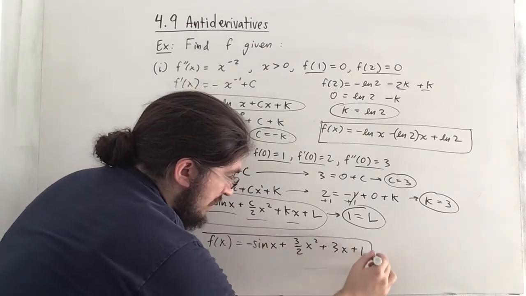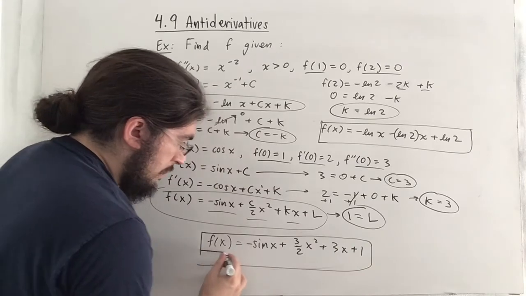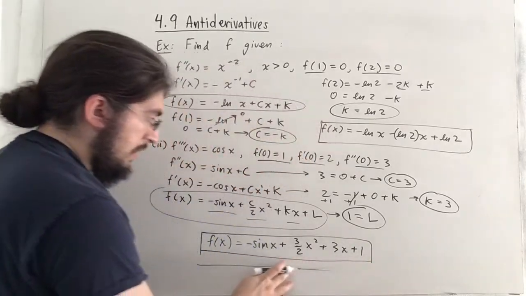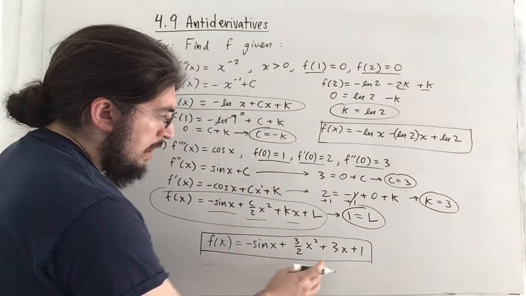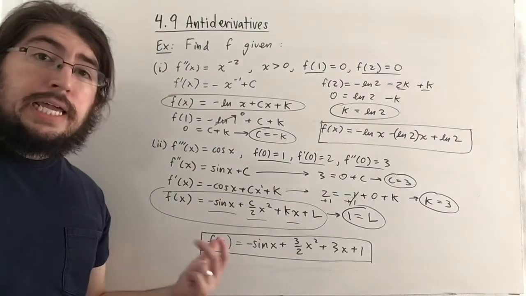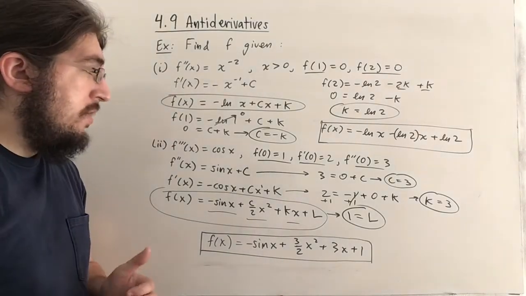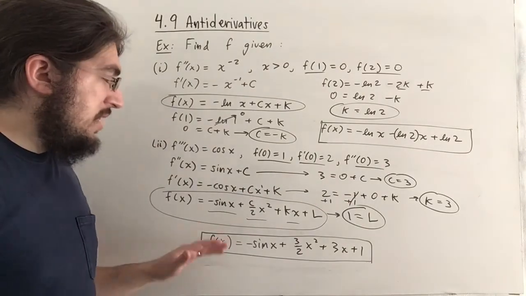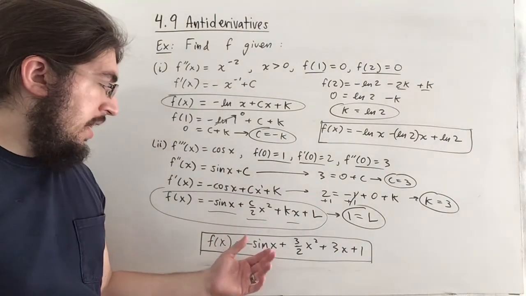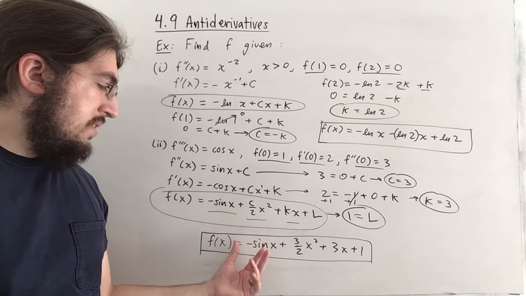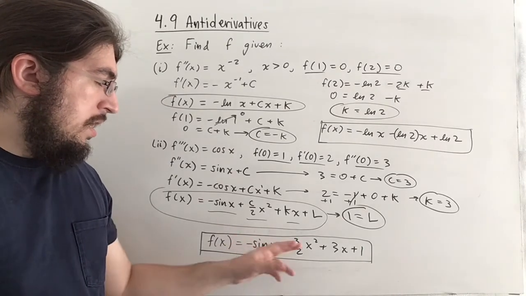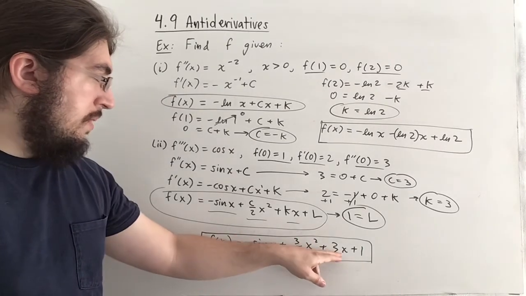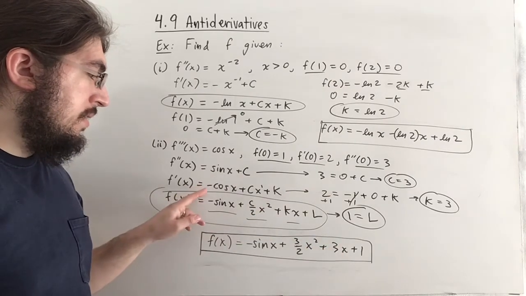Now something I haven't said yet by this point in time is you can always check your answer by taking the derivative and making sure it satisfies these initial conditions. So if you take the derivative once, then you get, let's see, the derivative of negative sine is negative cosine. That's going to be 3x, and that's going to be 3. So you literally just get this.